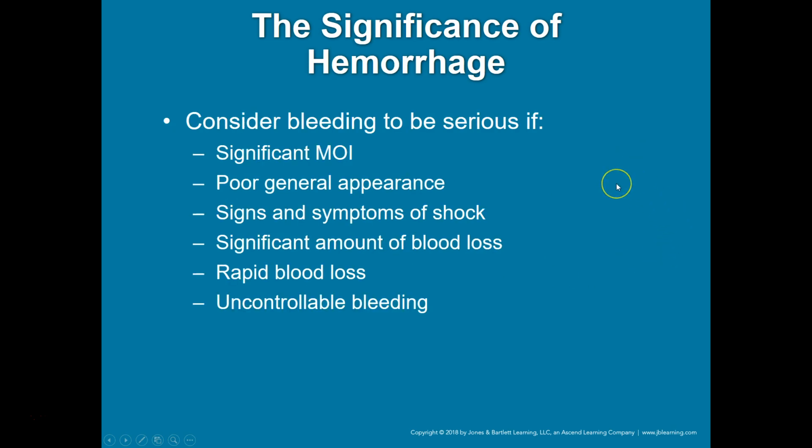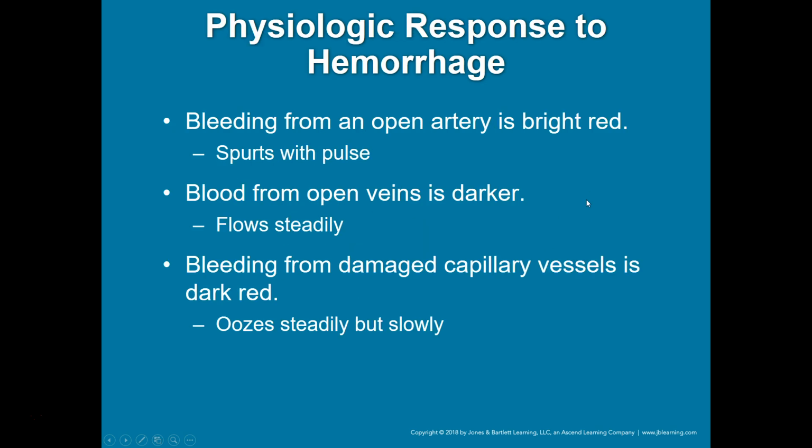So you have a significant mechanism of injury, so you have a significant laceration, you have a gunshot wound, you have an arterial bleed, a poor general appearance, so they're not acting the way they should be for someone who just sustained a significant mechanism of injury. That tells you that they have an altered level of consciousness and that they're in early signs of shock. A significant amount of blood loss, rapid, uncontrolled blood loss. These are all things that are going to clue us in that it is a significant hemorrhage.